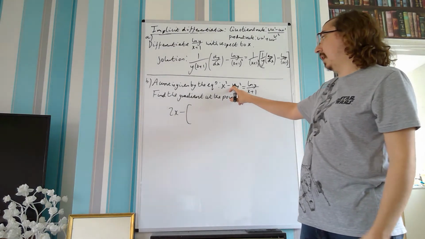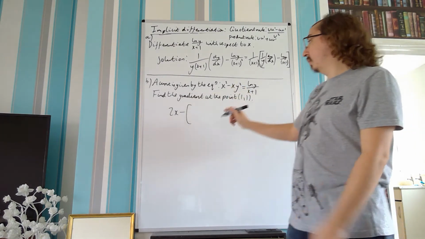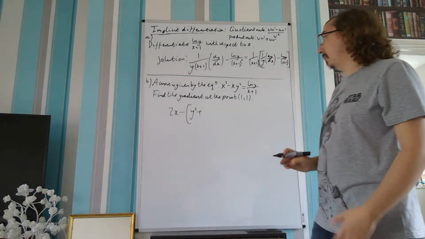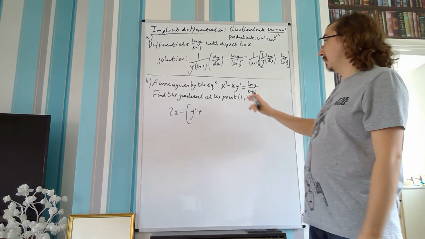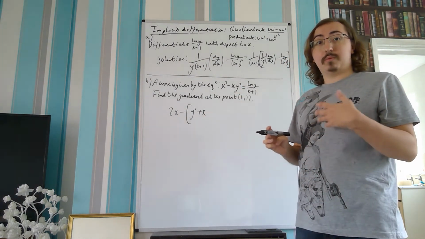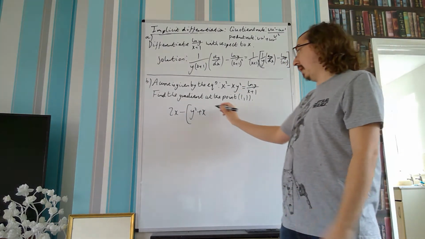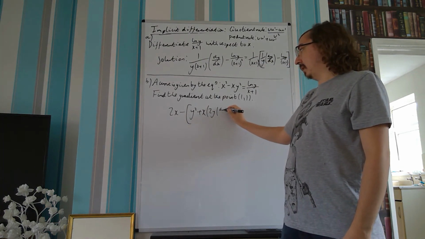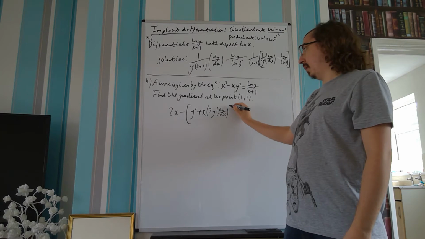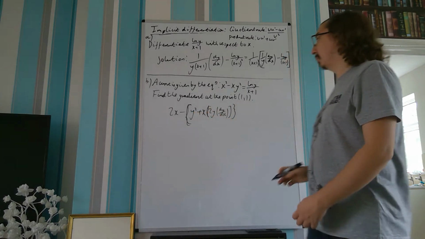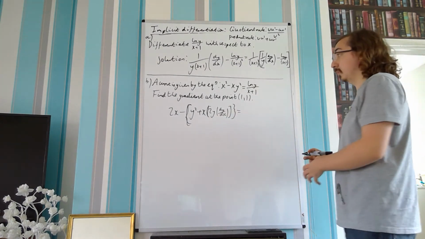Well, we can differentiate x with respect to x, which is just 1 times y squared. It's a product, so we can put a plus there. And then we can leave the x there, and we can differentiate the y squared with respect to x, which is going to get us 2y times dy by dx. Lots of brackets. Is equal to.